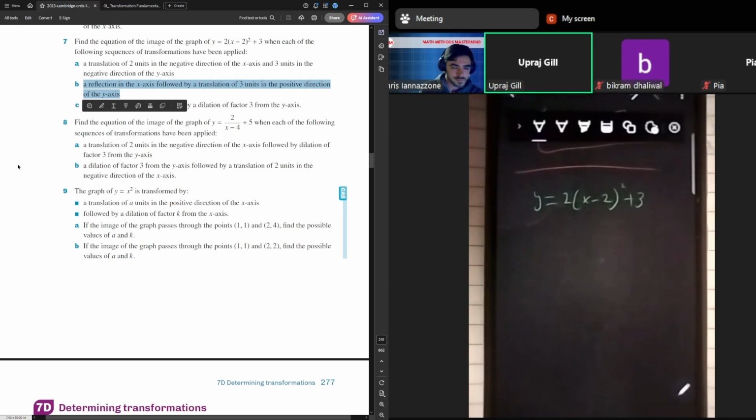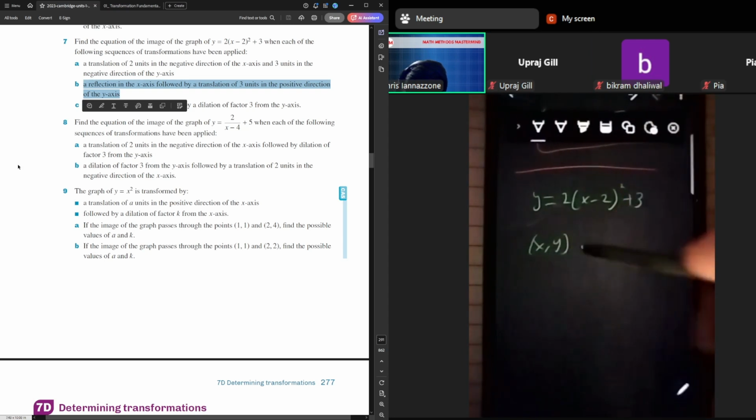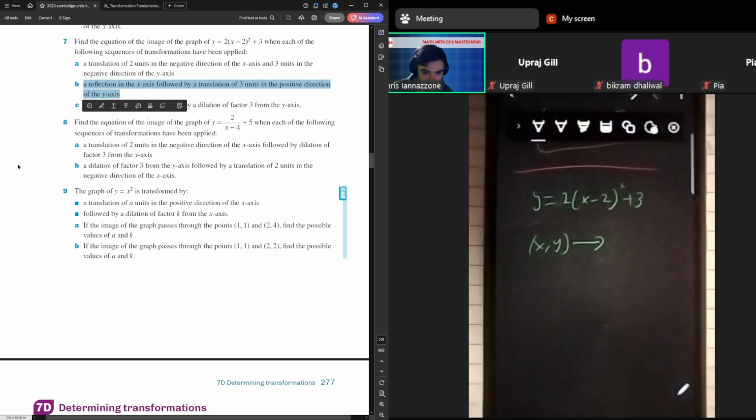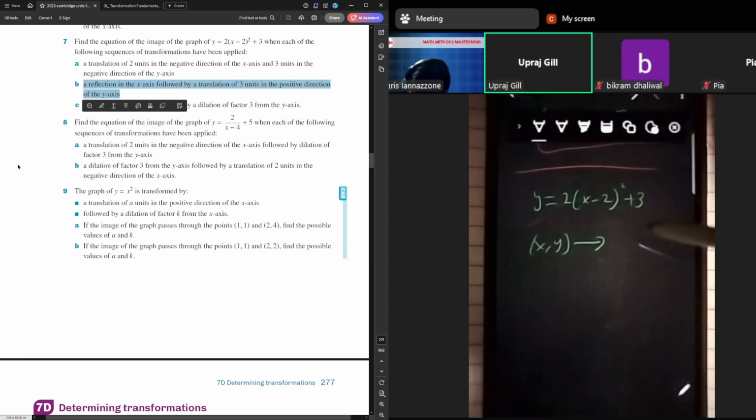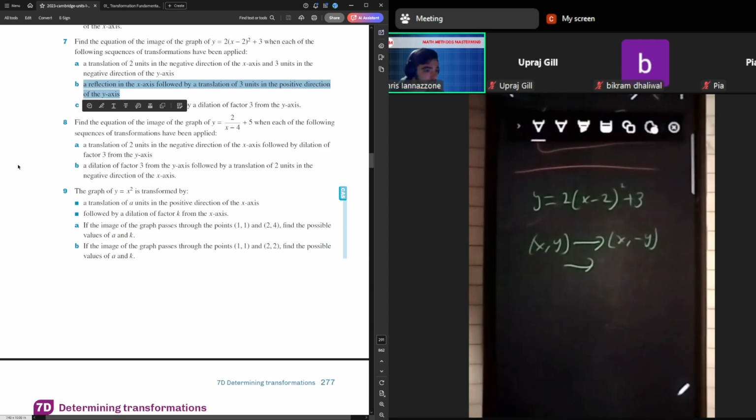Would you want to establish what your x and y's are already looking like? Yeah, precisely. So you have your x y initially, and then we've got to figure out now what's being done to them. Absolutely. So the first is a reflection in the x. What does that look like? We multiply the y by negative 1. Very good.